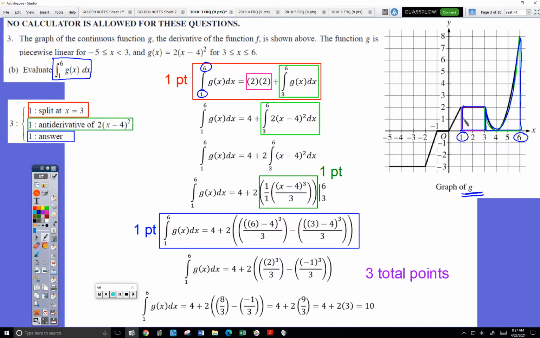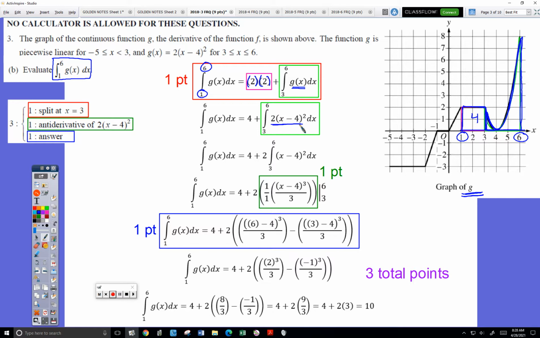This area is 2 by 2, or 4. So that's part of the integral. The other part of the integral, I cannot compute these areas because of the curve. So I've got to use a different method of integration for that space. I've got to identify that I have a formula for g now, and I've got to use the antiderivative method.